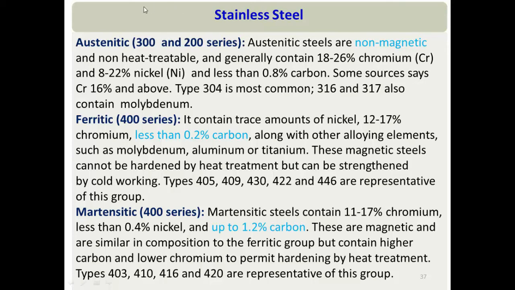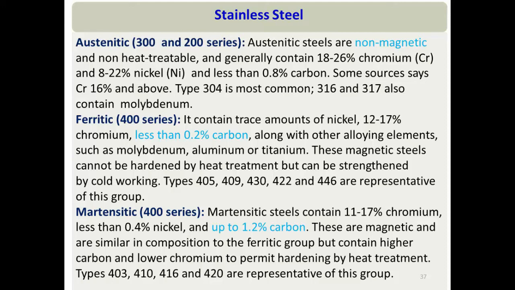Now stainless steel can also be of three types. One is called austenitic stainless steel, another is called ferritic stainless steel, and the third one is called martensitic stainless steel. We have just seen that austenitic stainless steel basically contains the austenite phase. Because of that, it gets the name austenitic stainless steel, and we have just seen that the austenite phase cannot be stable at room temperature.